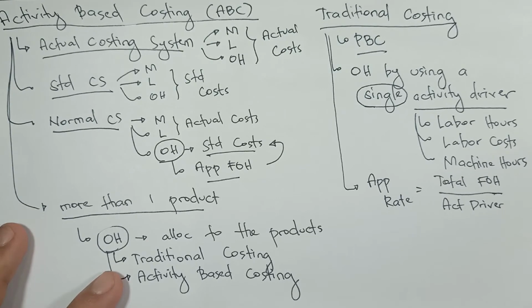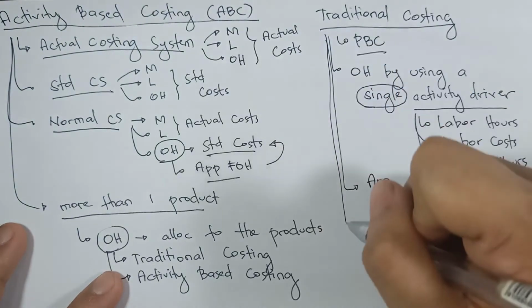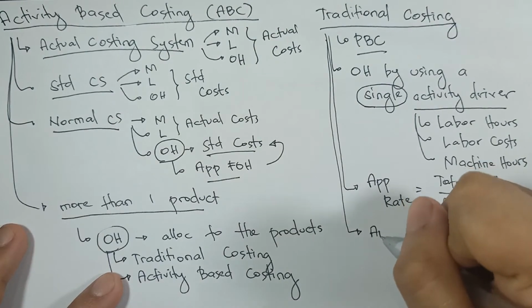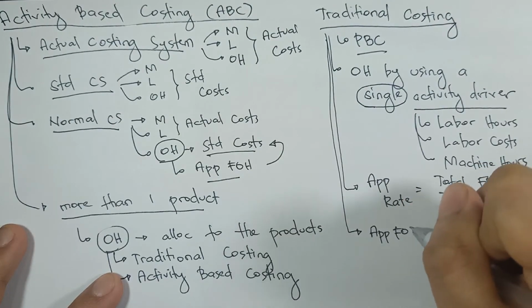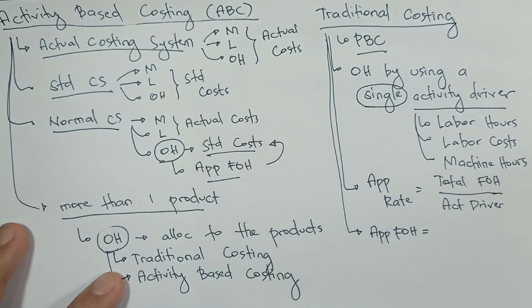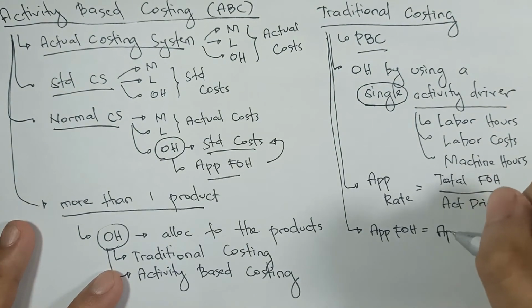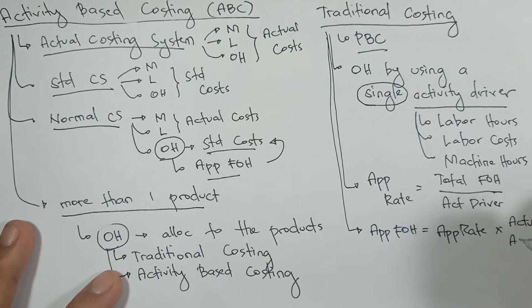Ano ba? Then after computing the application rate, the next thing na gagawin natin is i-compute yung applied factory overhead. At sir, paano mo po yan gagawin? Of course, madali lang yan. That will be equal to the application rate times the actual activity driver for that certain product.